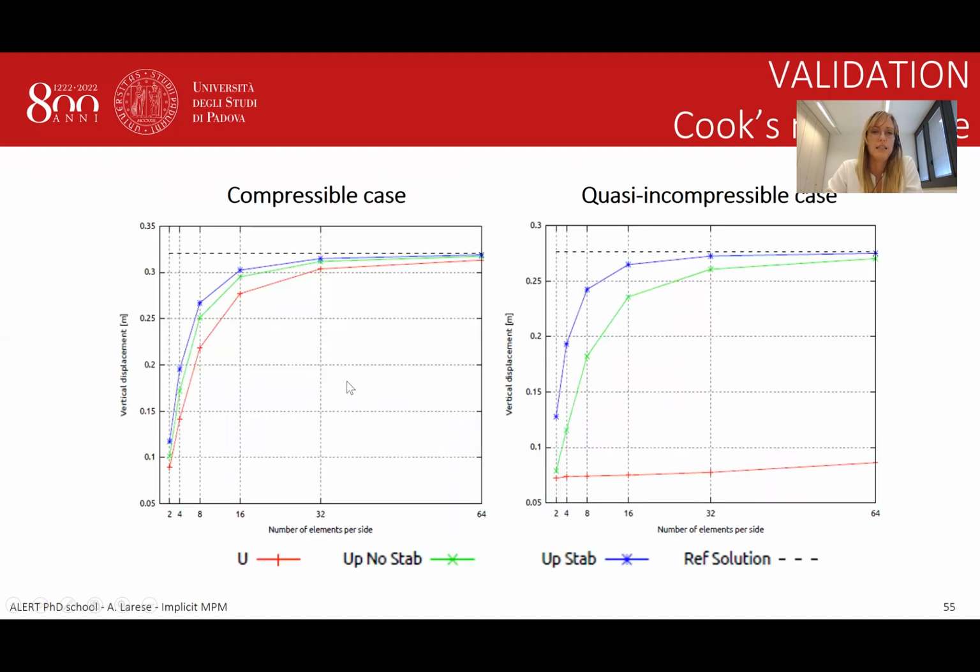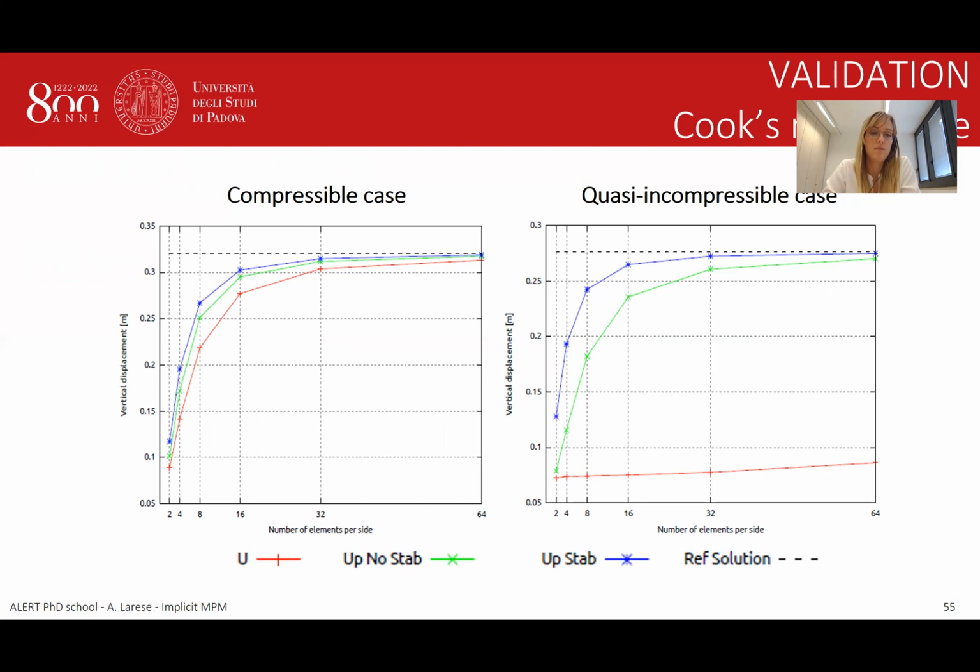And if you look at the comparison of the results as a function of the number of elements, looking at the vertical displacement of the free tip of the membrane, you can see how the stabilized mixed formulation reaches the solution much faster than the non-stabilized formulation, which shows some problems when we are reaching the incompressible case. But for sure, this UP stabilized formulation gives you an accurate solution, while the U solution gives a completely wrong solution in the case of the quasi-incompressible limit.